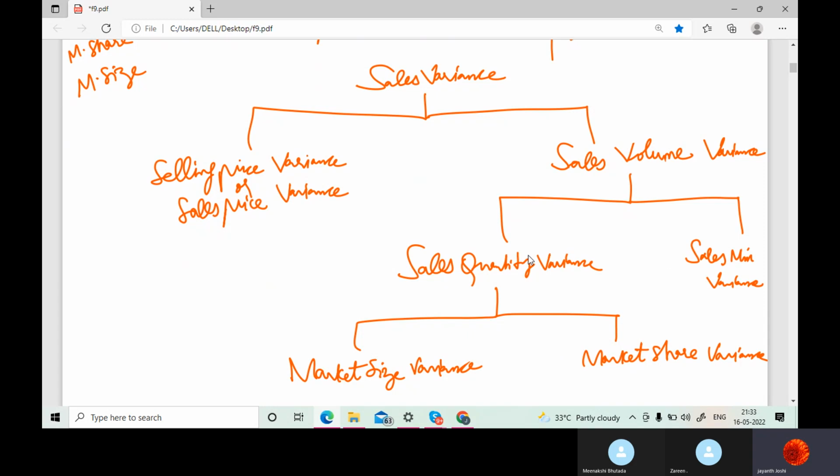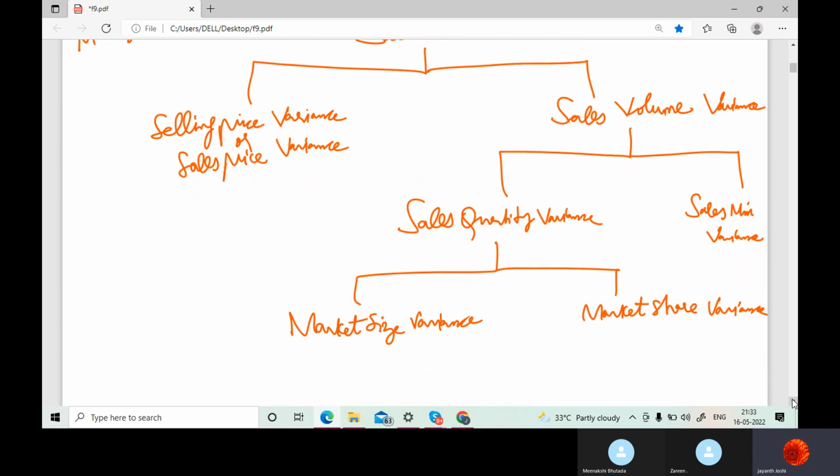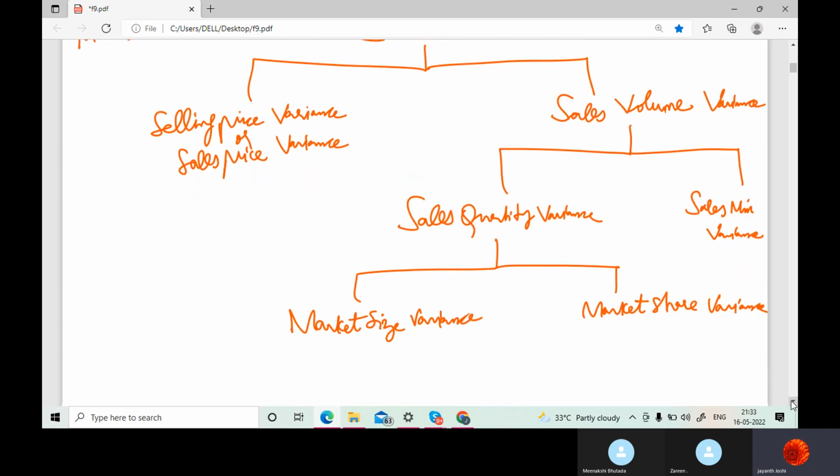Okay, mix variance and quantity we'll discuss in the next class, because mix variance is a lengthy thing to discuss. It will take some time. First you should get your basics good. So these two are basic variances in this category. Okay, so now let's start with the sales variances. If you have made a note of this, I'll move forward.